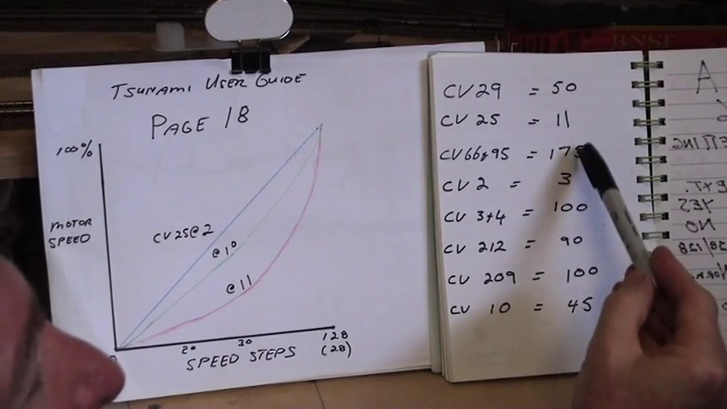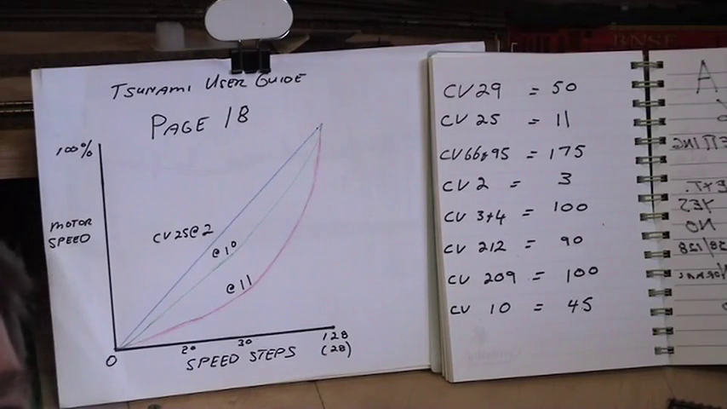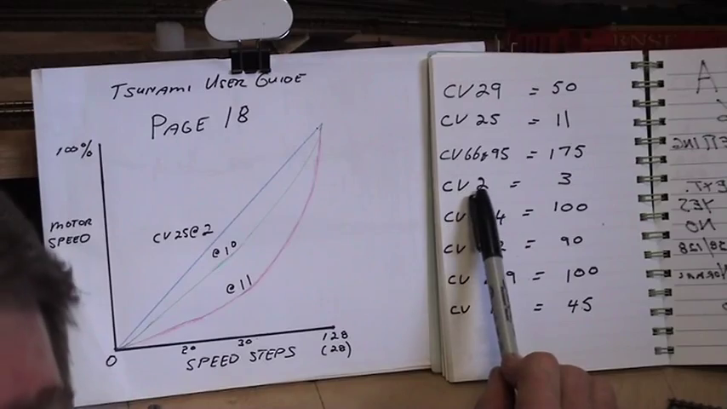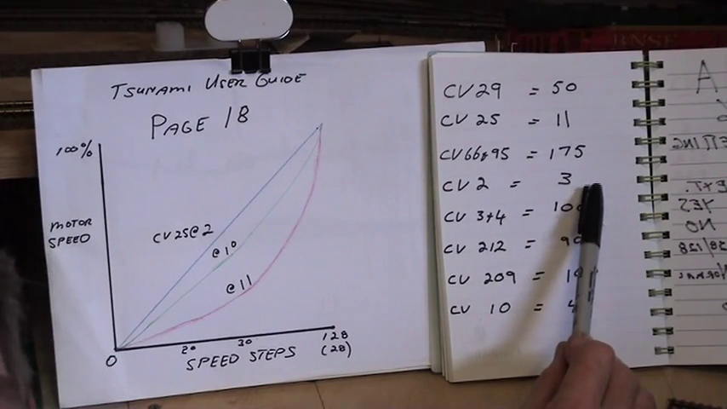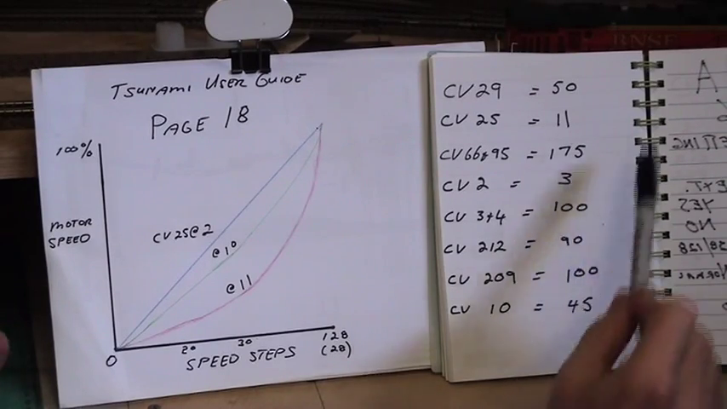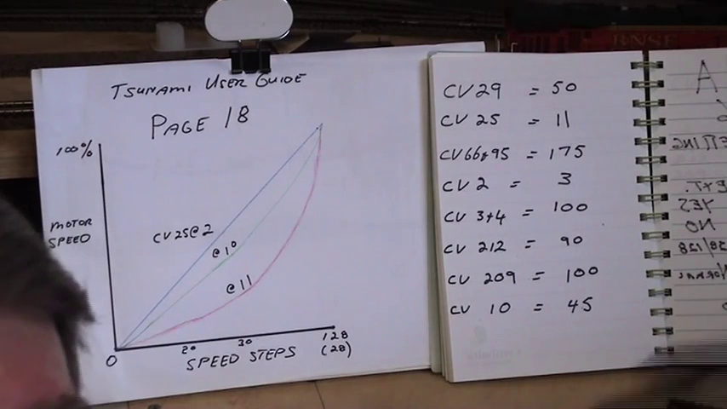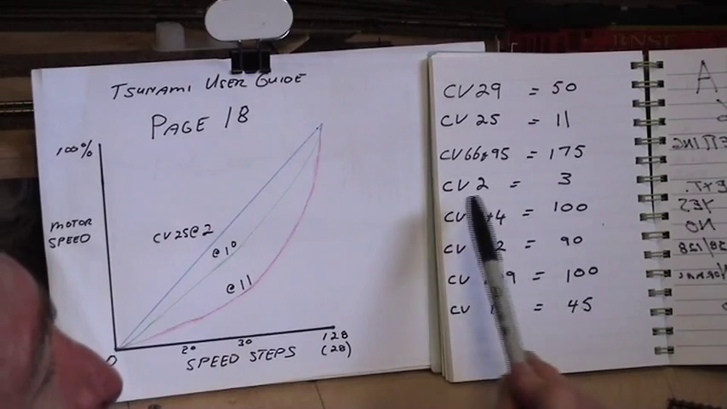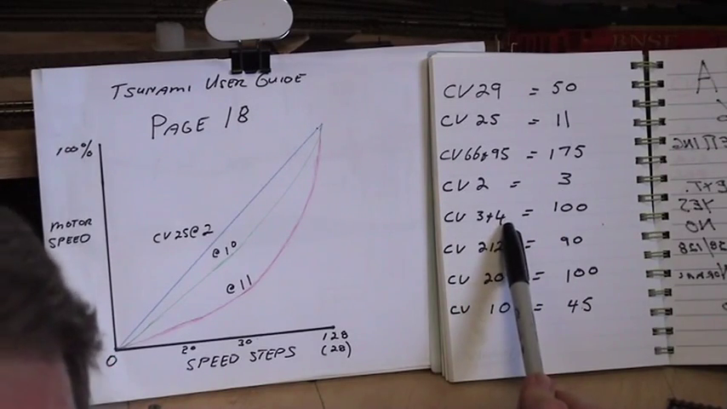Because we've increased our top end speed, that increases the voltage over the whole speed range. So we need to lower our starting voltage, CV2. I used to run it at 6. Now I can go down to 3, so less voltage is needed on the start. It's actually the same voltage, but in comparison, because we've increased our maximum speed, the whole speed range goes up at the same time. So CV2 to 3. CV3 and 4 is our momentum, our acceleration and deceleration.